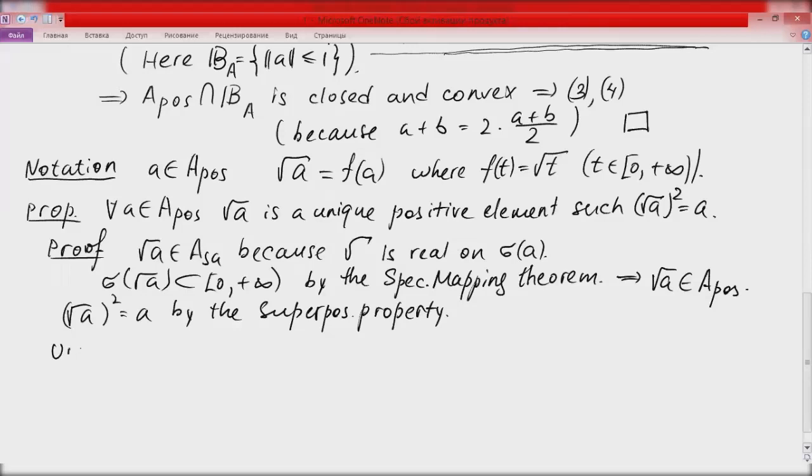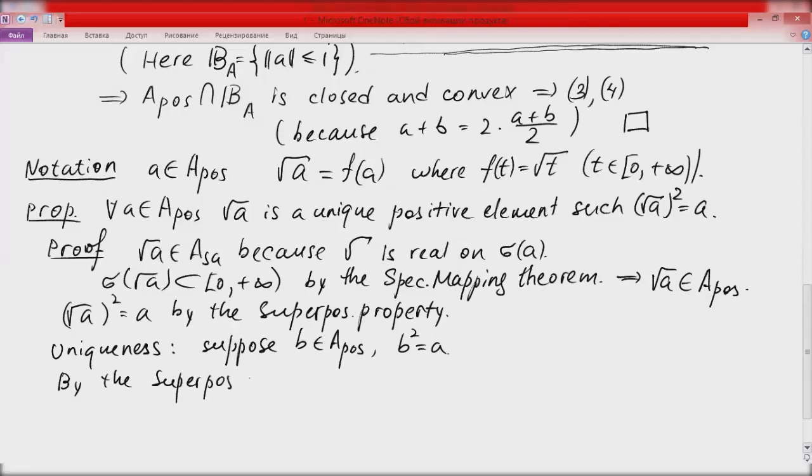Let's prove the uniqueness of the positive square root. So suppose that b, little b, is a positive element in our algebra, such that b squared equals A. Again, we apply the superposition property. And we see that b equals the square root of b squared.